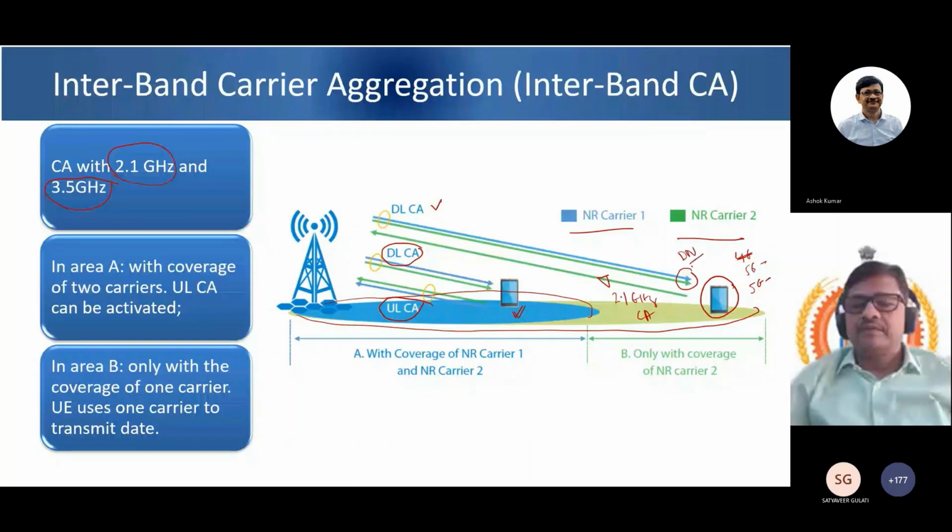So this is one of the use cases, where in the downlink direction you have more bandwidth in a certain area. In certain other areas, you have more bandwidth in both downlink and uplink. So this is another use case. Any question on this?